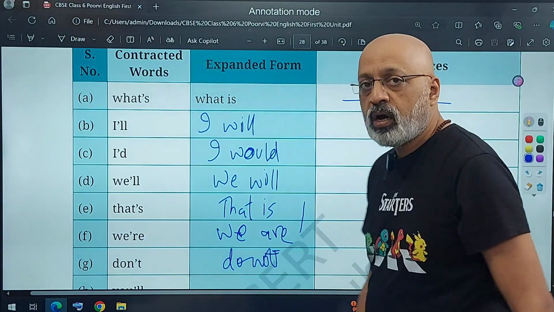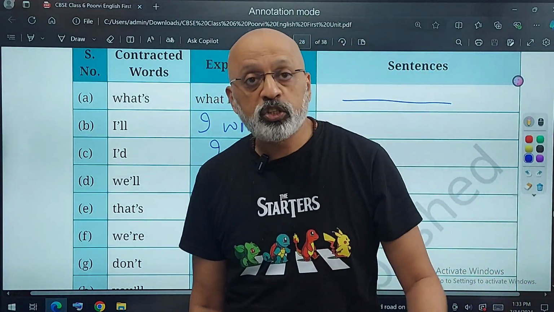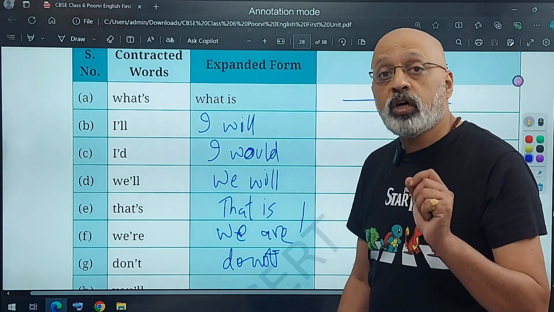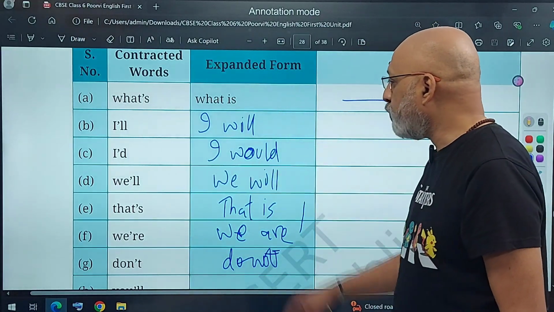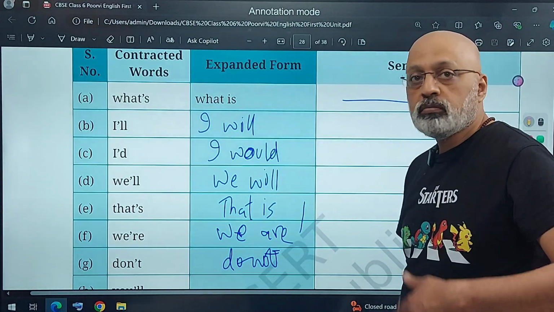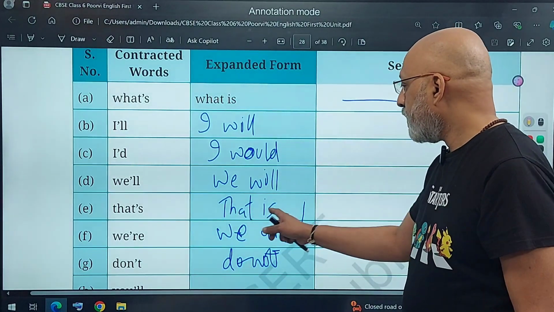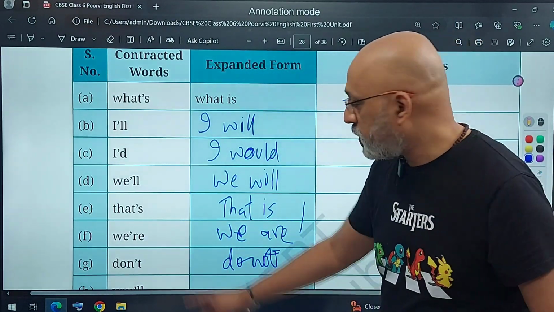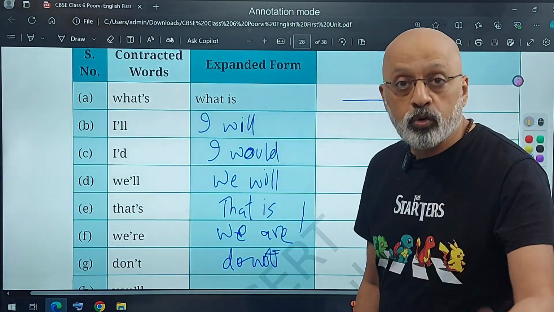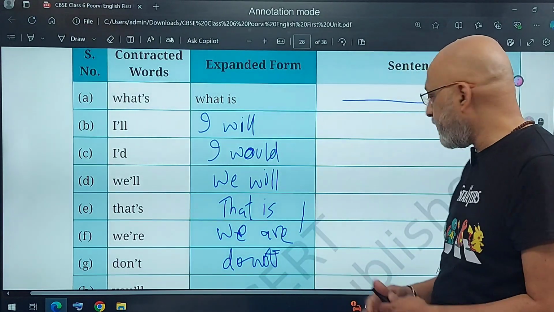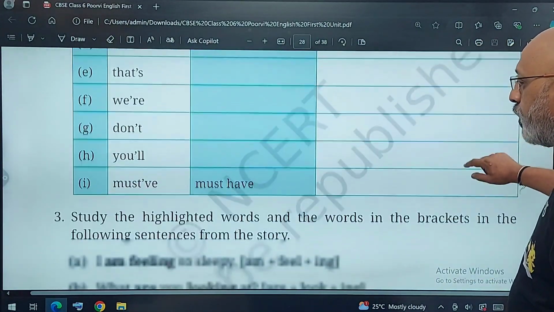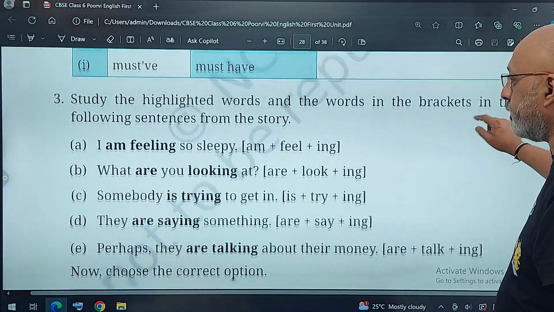You know, what's cooking today, or what's for lunch today. I will go to the market. I would not do something like this. We will go to the beach. That is not acceptable. We are on our way to the theater. You know, so these are the kind of sentences you can make. The remaining ones I would want you to do yourself. I will not spoon feed out here.